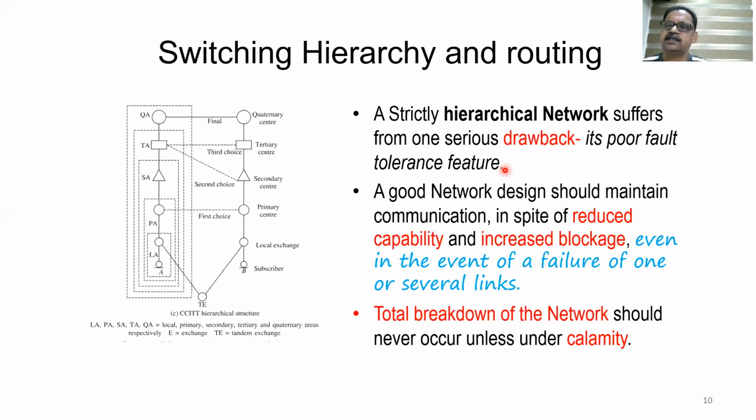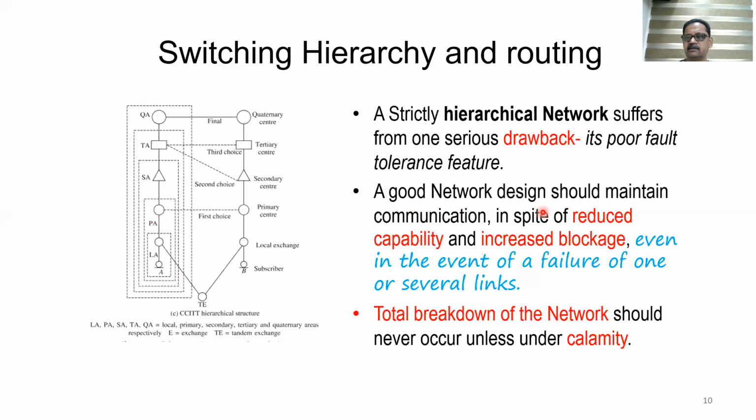So in case of fault, this hierarchical network suffers a lot. That means, say for example, A to B, suppose the call from A to B is to be connected. If you strictly go by hierarchy, it has to go like this and be connected. So anywhere if there is a route disruption or communication disruption, the call cannot be connected. So that's why they say it will have poor fault tolerance. Whenever a fault occurs, there is a difficulty.